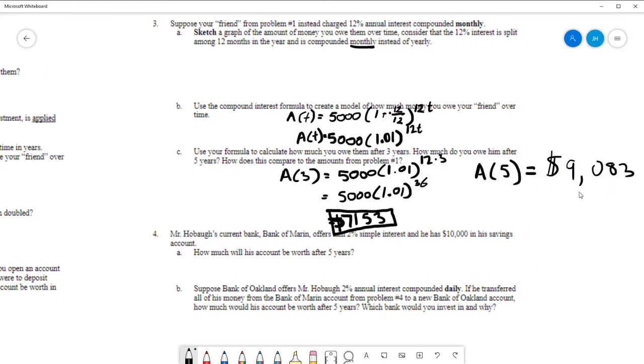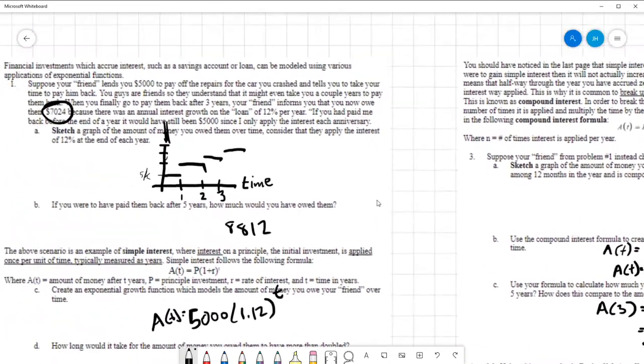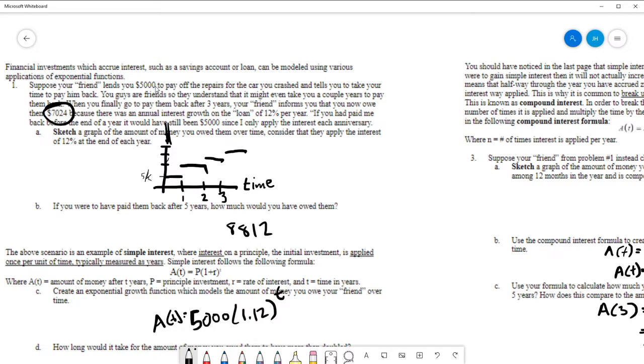So what you'll find is that, because the interest that you're applying on the money gets applied to itself, that's how exponential growth works. We owe him $5,000, and then we add 12% to that 5,000. Then after another year, we add another 12%. But it doesn't just add the same amount each time, because the 12% is applying to this amount here.